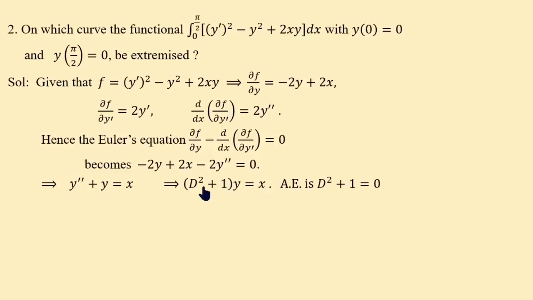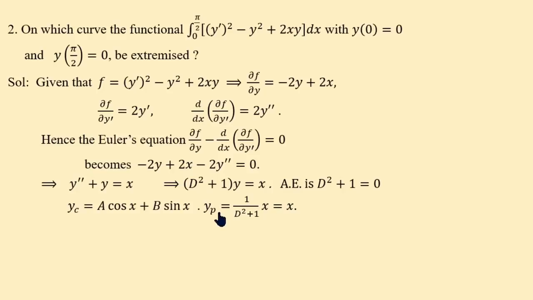You know that the auxiliary equation D squared is minus 1, D is plus or minus i. Therefore, the complementary function yc is c1 cos x plus c2 sin x. I have taken here a and b, so a cos x plus b sin x.